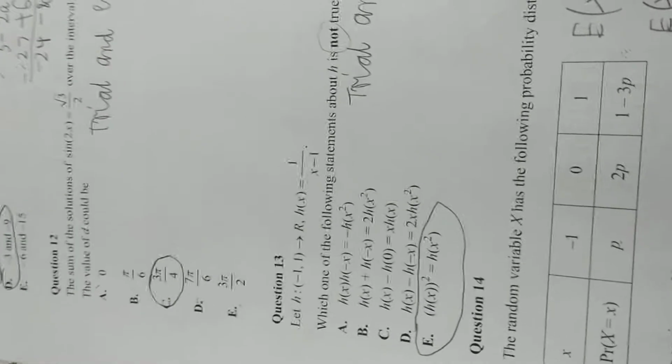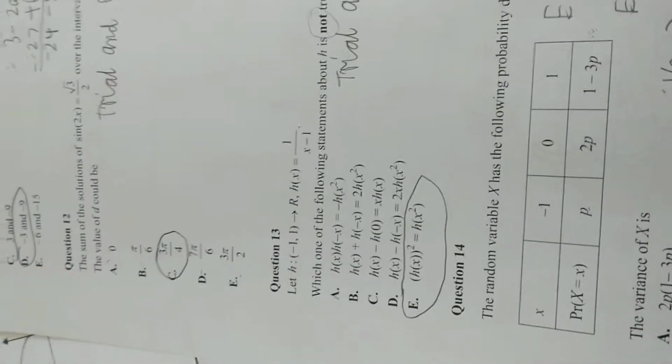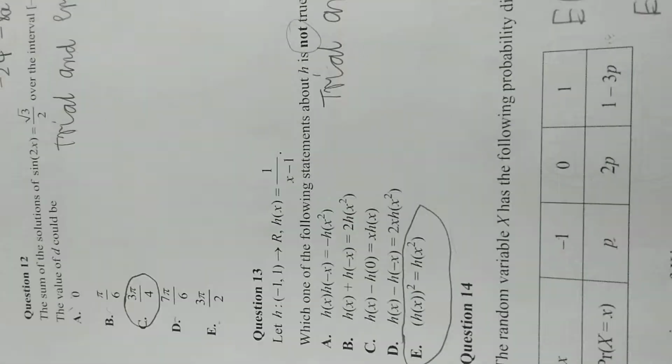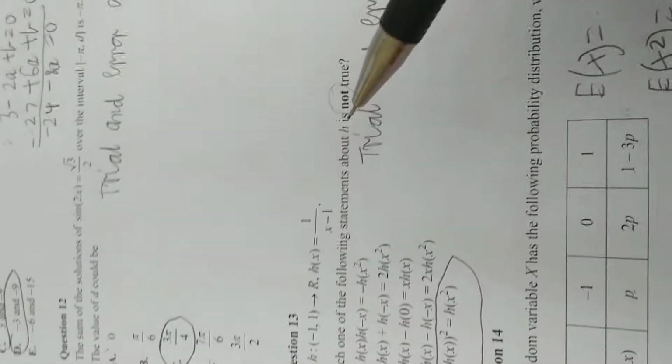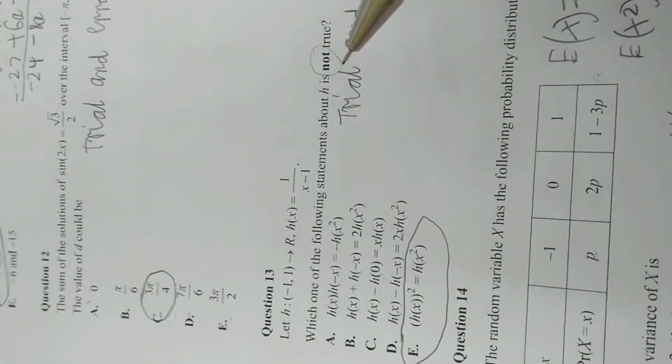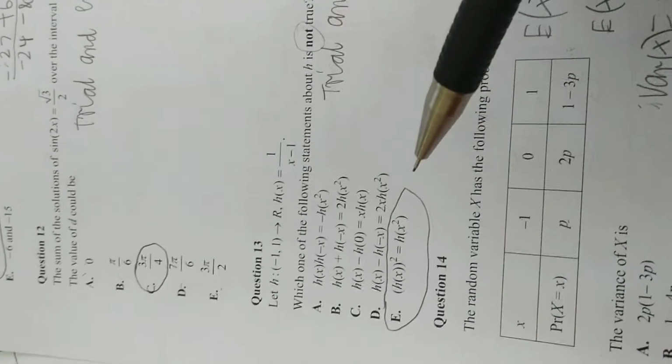Question 13. Let h(x) equals 1 over x minus 1. Which of the following statements about h is not true? Again, this is one you've got to do on your CAS, so just define h(x), type in the left hand side for each, type in the right hand side, see if they're equal. This one asks which is not true, so it's option E, and all the others are true.